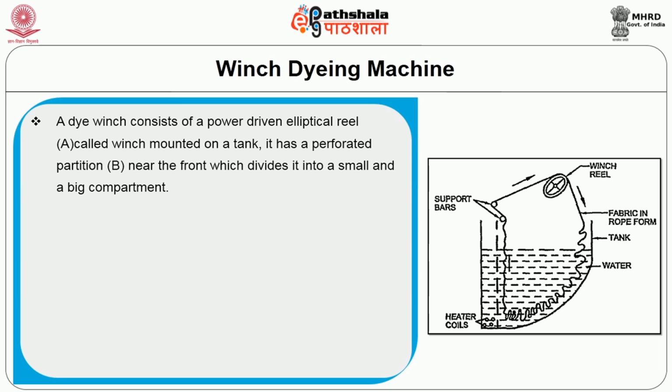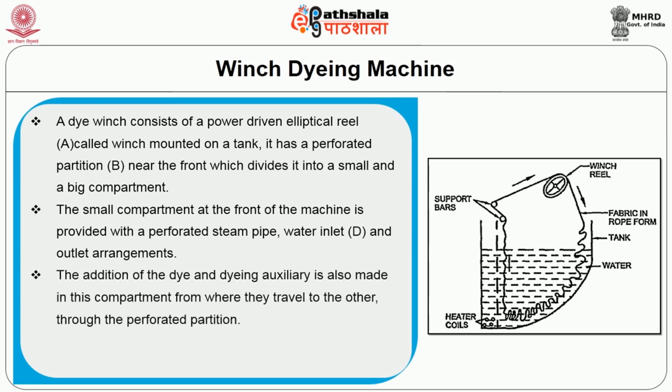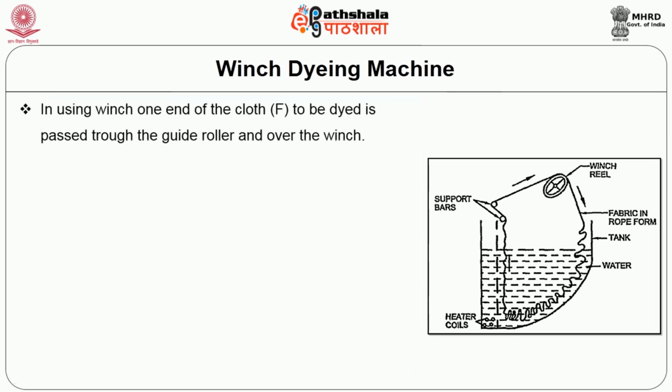A dye winch consists of a power-driven elliptical reel A, called the winch, mounted on a tank. It has a perforated partition B near the front which divides it into a small and a big compartment. The small compartment at the front of the machine is provided with a perforated steam pipe, water inlet D and outlet arrangements. The addition of the dye and dyeing auxiliary is also made in this compartment, from where they travel to the other through the perforated partition. A guide roller E is also provided for the movement of the cloth.